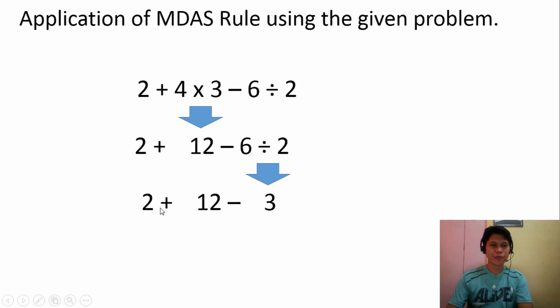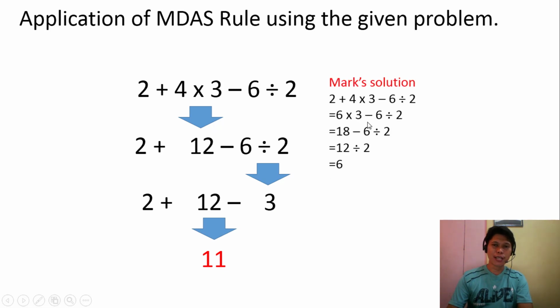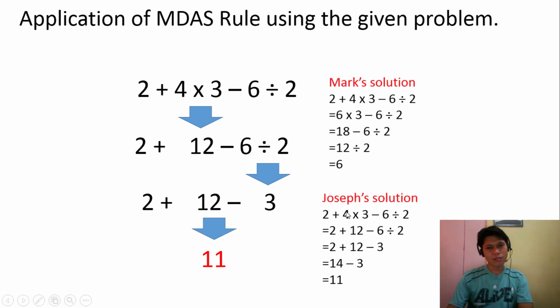Okay, and then you can perform from left to right. So 2 plus 12 is 14, minus 3 is 11. So it is 11. This is our answer. So going back to the solution of Mark and Joseph, we are sure that Joseph's solution is correct by applying the MDAS rule correctly.